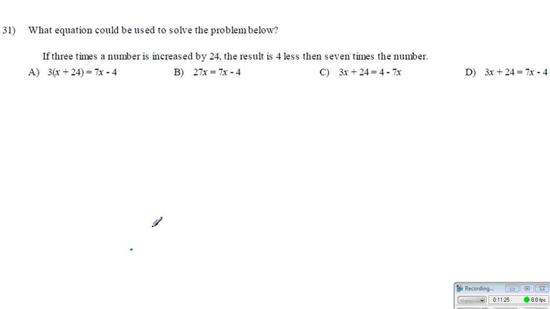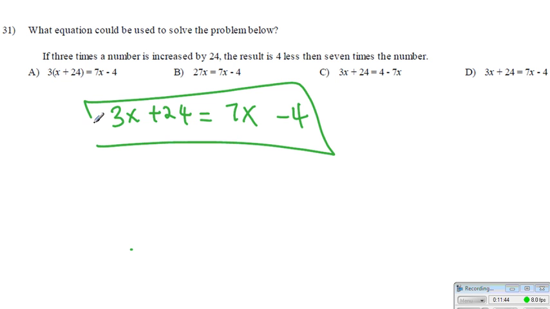Now, 3 times a number is increased by 24. The result is 4 less than minus 4. Notice how I'm putting it at the end. 7 times the number. So that becomes our final choice. Then choice D will be our answer.